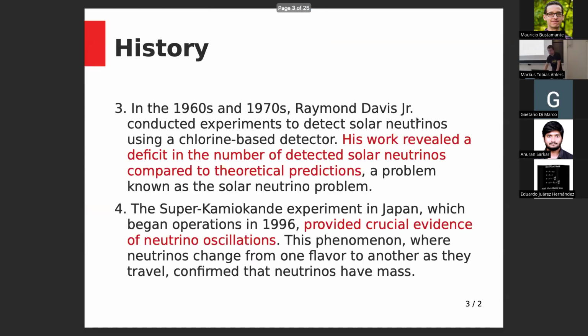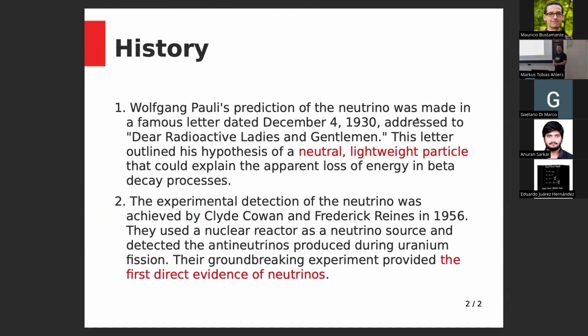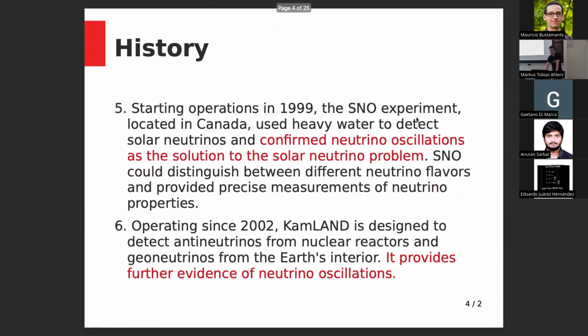Everyone knows Pauli is the first one to propose a neutral, lightweight particle to explain the apparent energy loss in beta decay processes. For the history, I will stop here. I will skip all the important particle physics experiments that demonstrate that neutrinos exist in the universe. I will focus on neutrino cosmology.